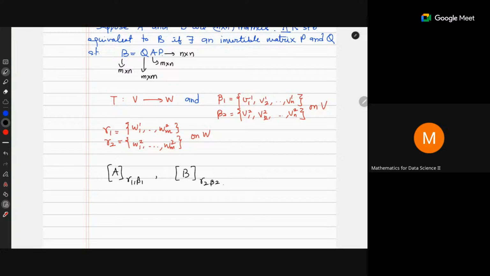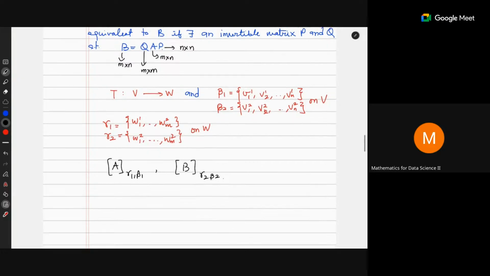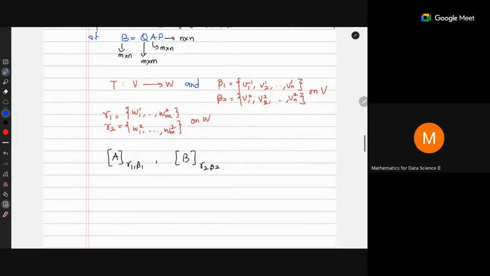Now these two matrices correspond to the same linear transformation, but they look different because they are expressed with respect to different bases. So there exist invertible matrices P and Q such that if I multiply with A and Q, I get matrix B. Matrix B is gamma 2, beta 2. Matrix A is gamma 1, beta 1. Now I need to figure out what matrix P is.